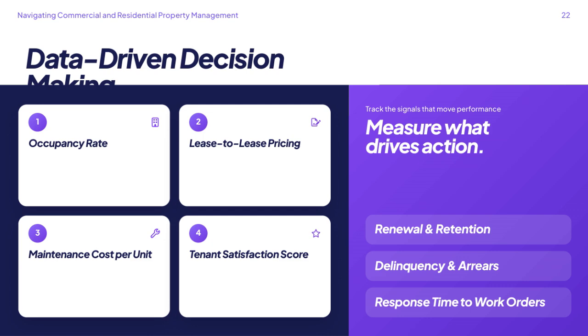Monitoring delinquency and arrears is essential to maintaining financial health, while response time to work orders measures our operational efficiency. By tracking these signals, we can navigate the complexities of both commercial and residential property management more effectively and make smarter, action-oriented decisions.